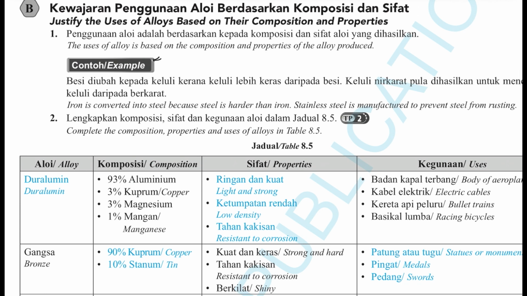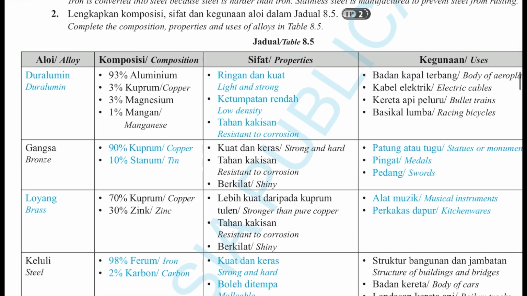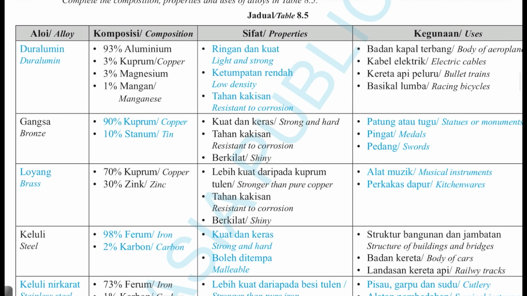Baik. The uses of alloy is based on the composition and properties of the alloy produced. Iron is converted into steel because steel is harder than iron. Stainless steel is manufactured to prevent steel from rusting. So let's say alloy we use is duralumin.